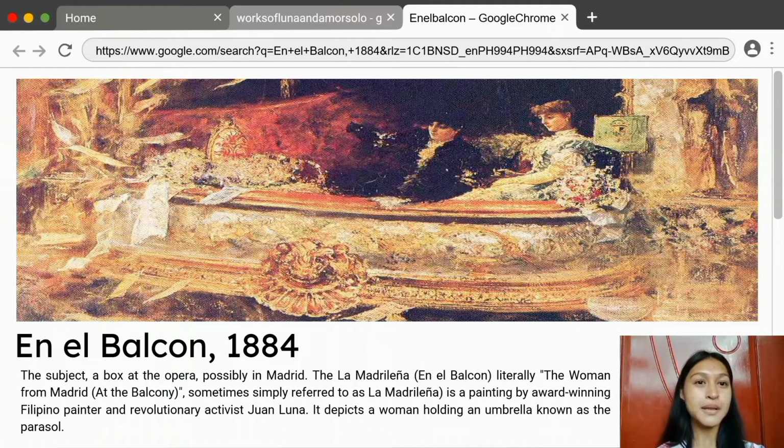The subject appears at the opera, possibly in Madrid. La Madrileña, or En el Balcón, literally the woman from Madrid at the balcony, sometimes simply referred to as La Madrileña, is a painting by award-winning Filipino painter and revolutionary activist Juan Luna. It depicts a woman holding an umbrella known as a parasol.